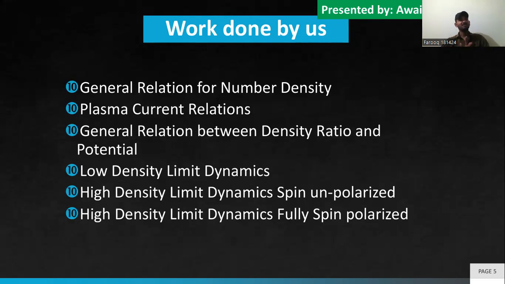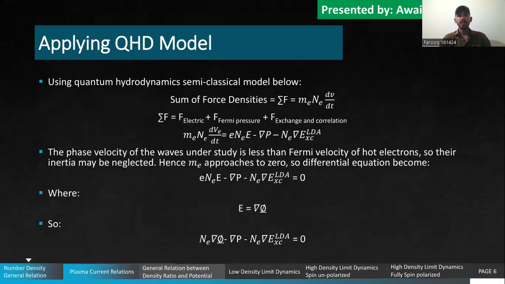We have produced the plasma current relations. We have produced a general relation between density ratio and potential. We have studied the low density dynamics of the plasma environment. We have studied the high density limit dynamics, the spin unpolarized condition for the plasma, and also the spin polarized condition for the plasma. Now, how can we apply the quantum hydrodynamics model?